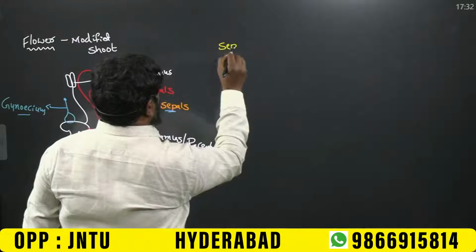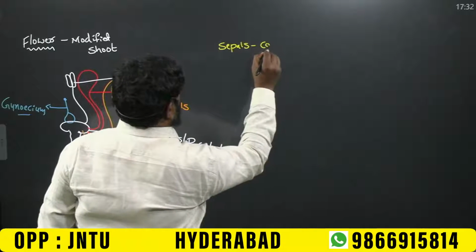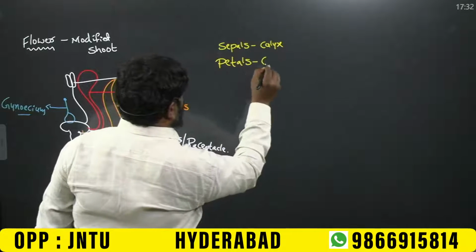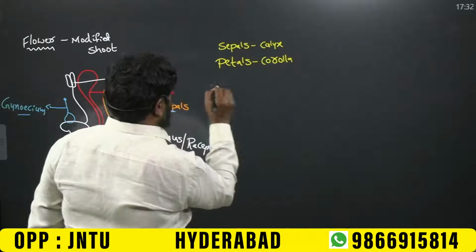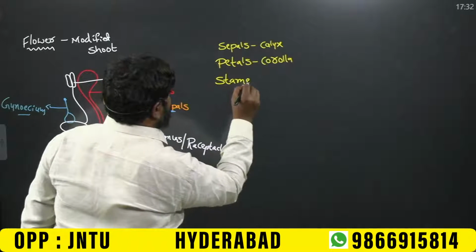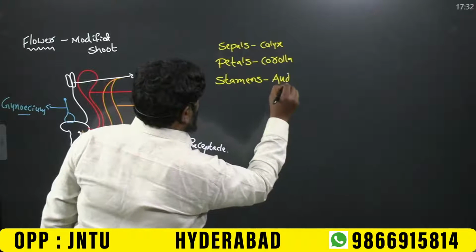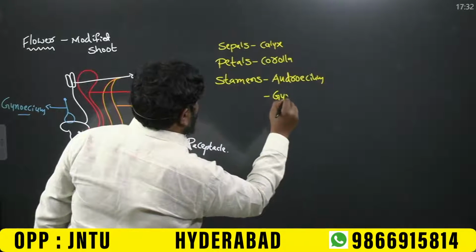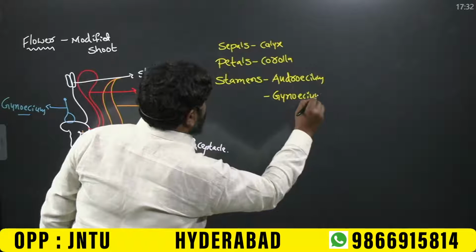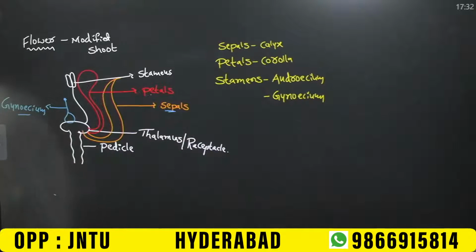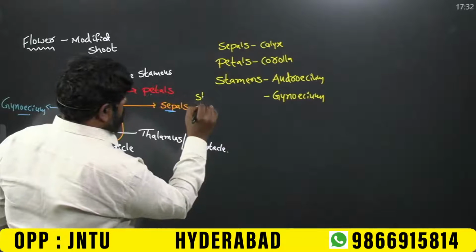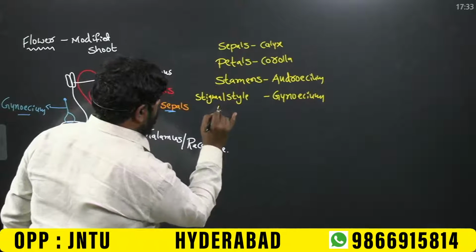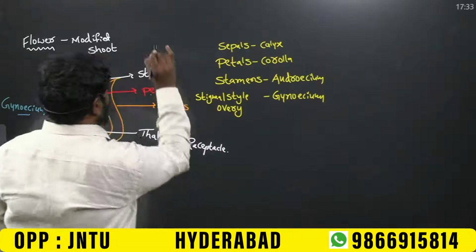So group of sepals is called what? Calyx. Group of petals is called what? Corolla. Group of stamens is called what? Androecium. And the final part is the gynoecium. Here 3 parts are present: stigma, style and ovary. So I am writing here: the gynoecium consists of 3 parts: stigma, style, ovary.